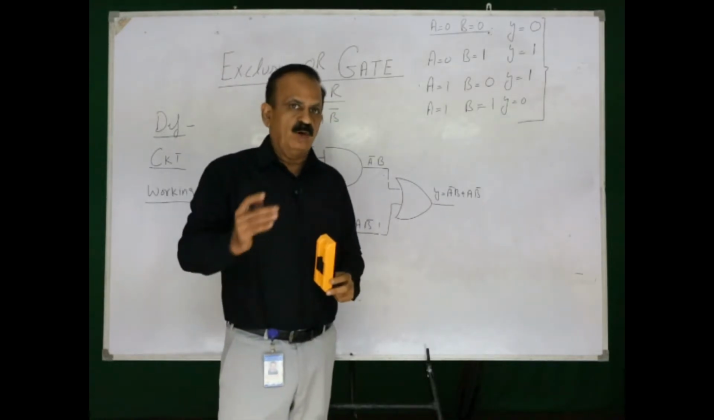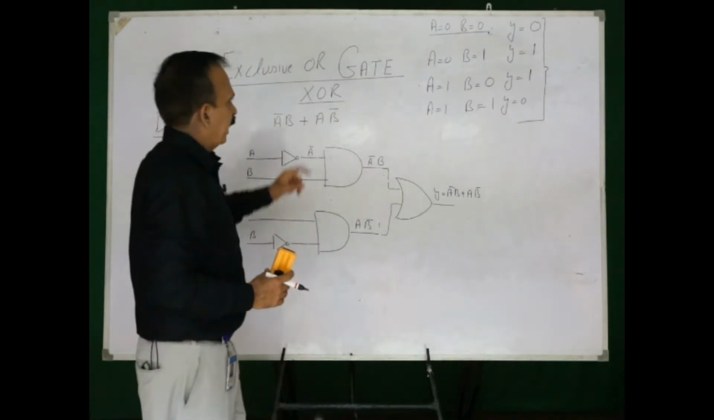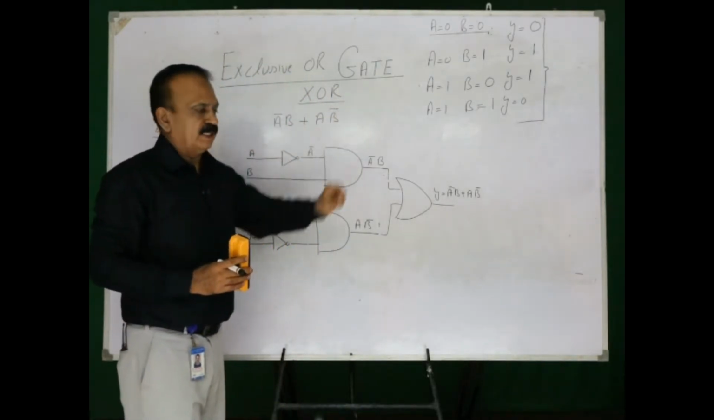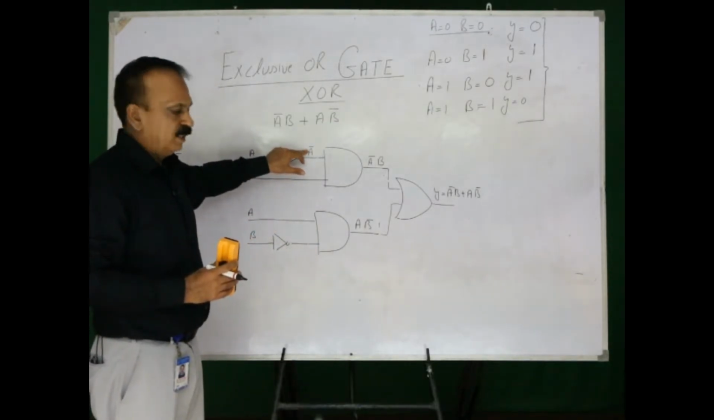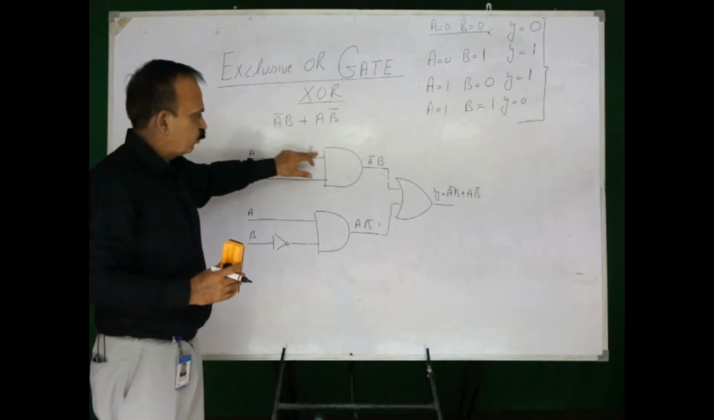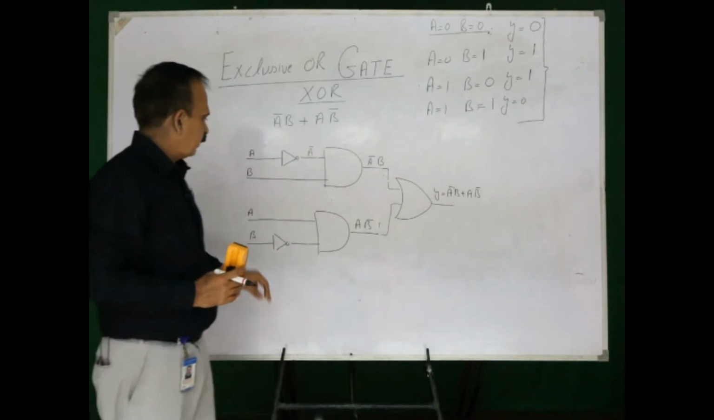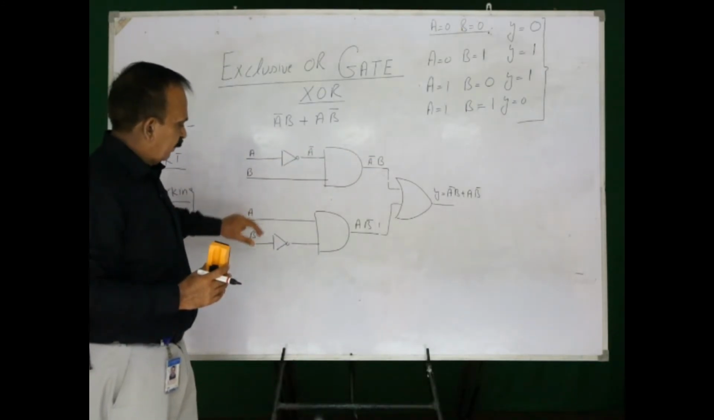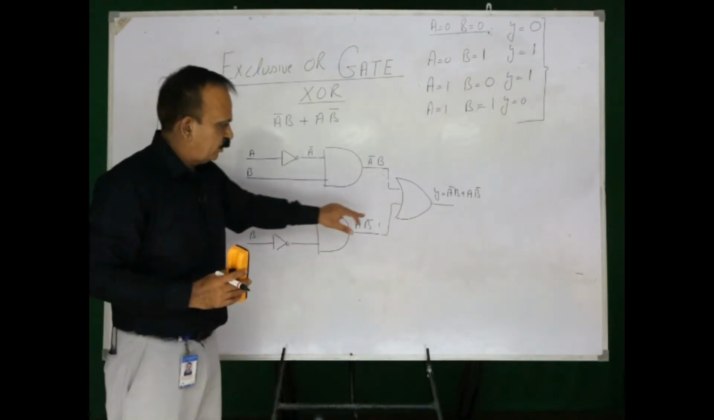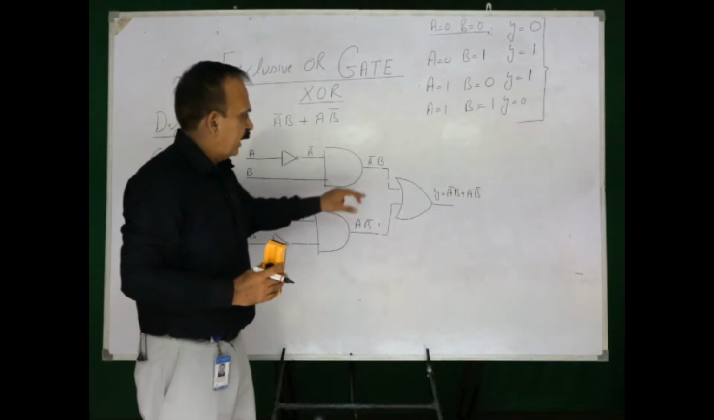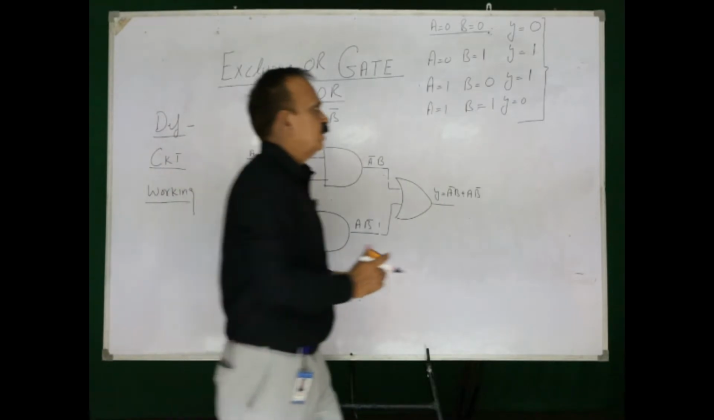I will be repeating the working again. The 4 cases I will be discussing again, like A is equal to 0 and B is equal to 0. Now A is equal to 0 means A bar is equal to 1, B is equal to 0. This is 1 and this is 0, this value is going to be 0. Now A is equal to 0, but B is equal to 0 will give B bar 1, this is 0, this is 1, this value is again going to be 0. And when both the values are 0, y will be equal to 0.